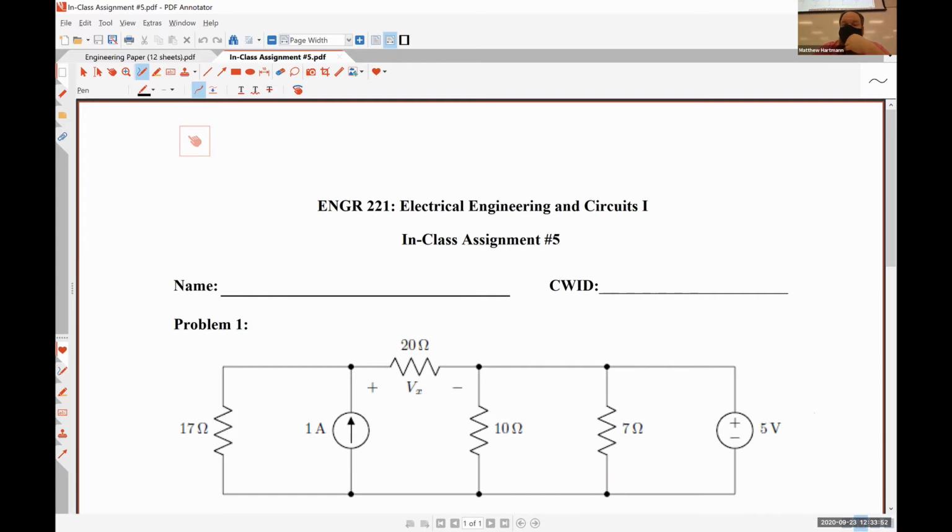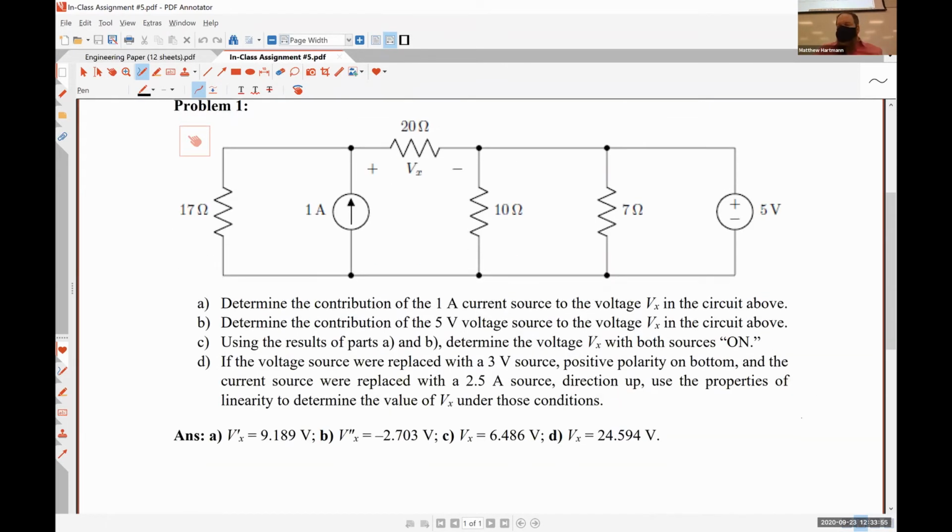Sure. So when using superposition, we need to analyze the circuit with, it doesn't necessarily have to be one independent source on at a time, but for this one, there's only two independent sources in there. So we'll analyze the circuit to solve for Vx with the current source on, voltage source off, and then with the voltage source on, current source off, and add the results together, and that will give us the correct answer as if we had analyzed it with both sources on at the same time.